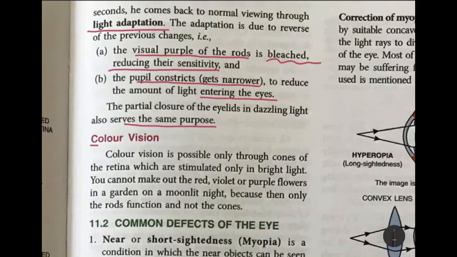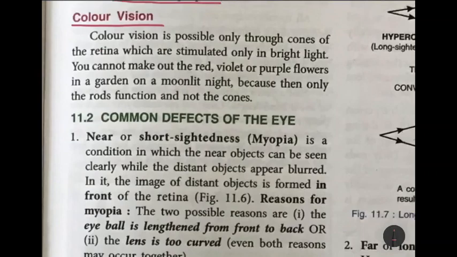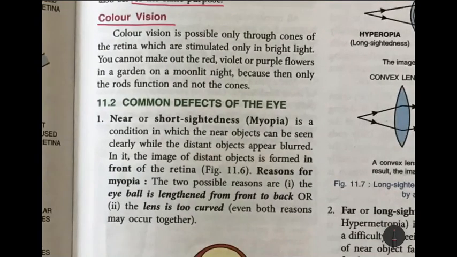Now next we come to color vision. Now color vision is possible only through the cones, and you know the cones work during the daytime. Okay, and the cones of the retina are stimulated in bright light.